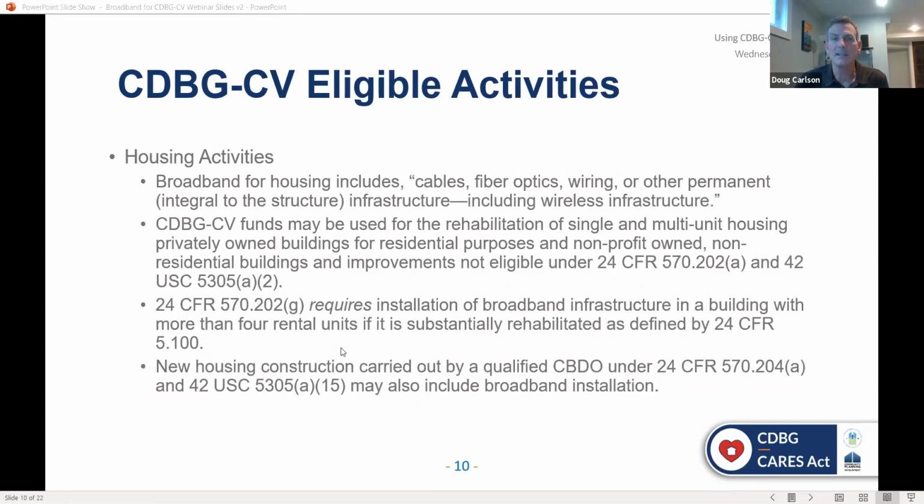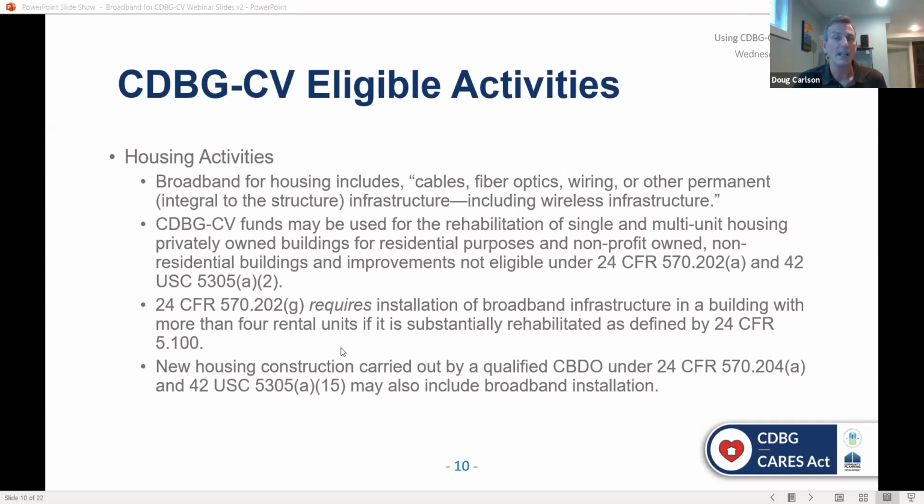The next category of eligible activities that applies quite a bit, actually, in some respects to broadband are housing activities. HUD, in its definitions under some prior Federal Register notice, actually included a definition for broadband for housing. And that definition is, as you note there, cables, fiber optics wire, or other permanent infrastructure, including wireless infrastructure. So that's HUD's definition of how you do broadband access for housing activities. And CDBG funds can be used to do rehab of single and multifamily privately owned buildings, as everybody I think knows, for residential purposes, and also for nonprofit, CDC or other organization-owned non-residential buildings and improvements.